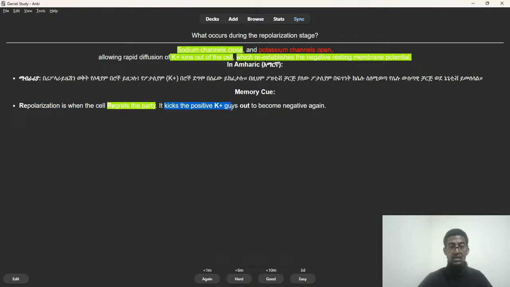Repolarization is when the cell regulates the party. It kicks the positive guys out to become negative again.